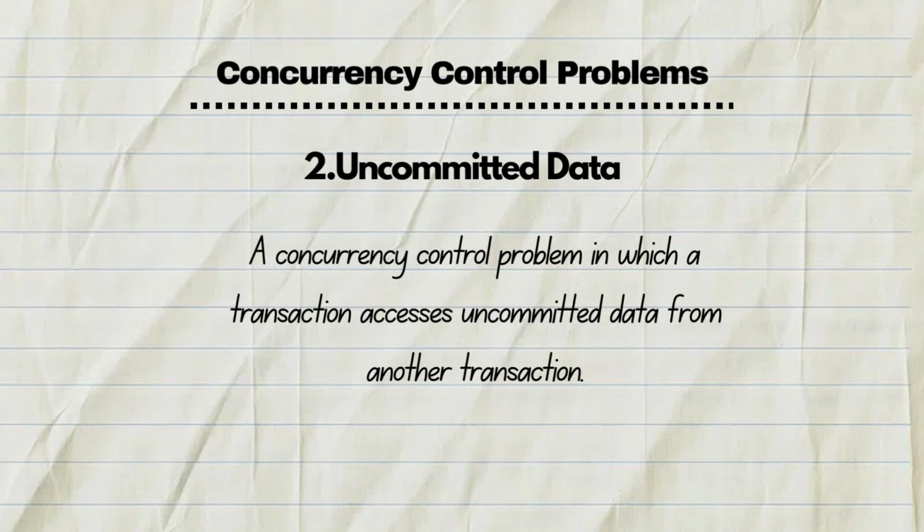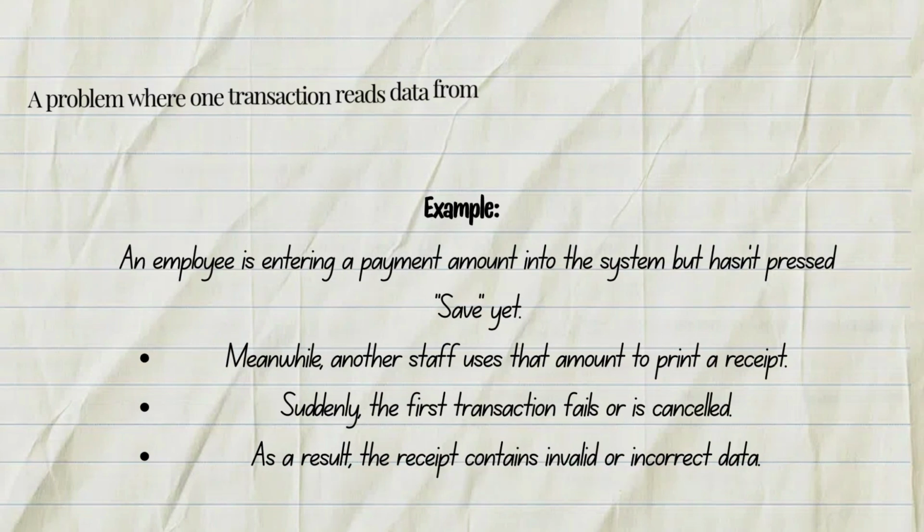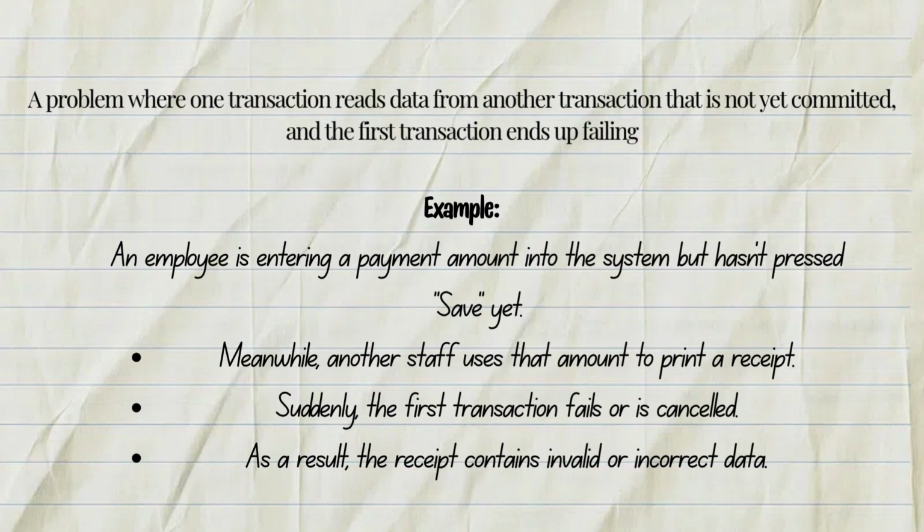Uncommitted data is a concurrency control problem in which a transaction accesses uncommitted data from another transaction. It is a problem where one transaction reads data from another transaction that is not yet committed, and the first transaction ends up failing.